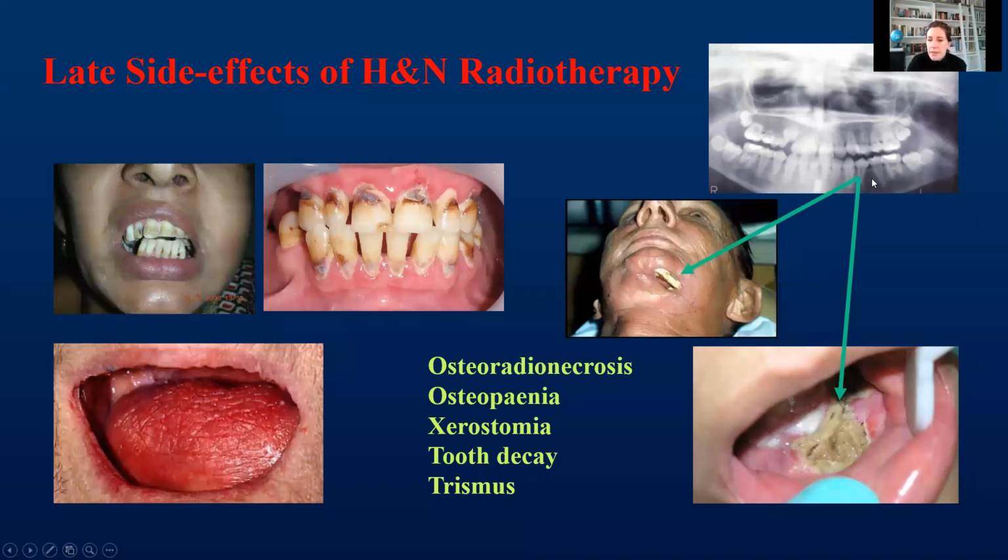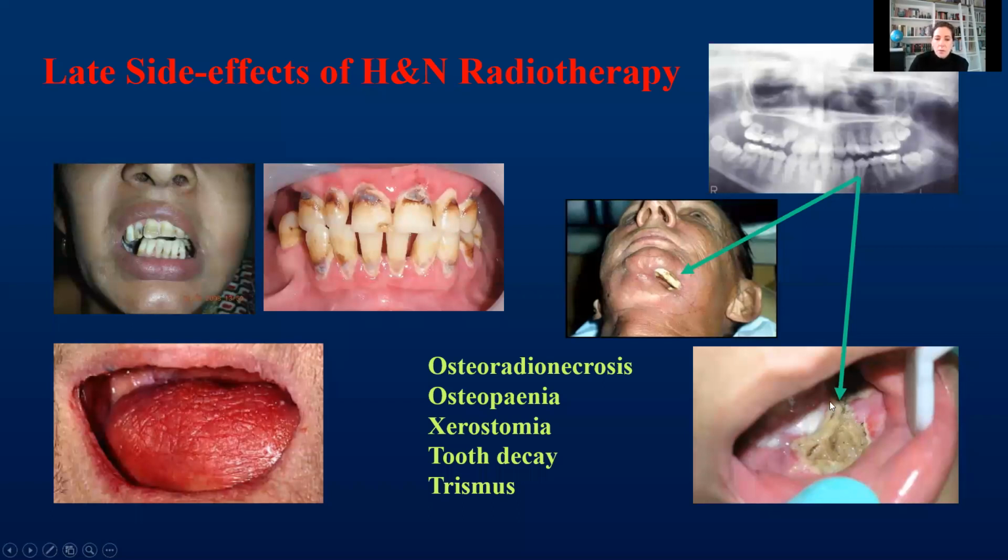We know that people who are poorly nourished, who continue smoking, people who have dental problems that are not attended to before their radiotherapy and then go on and have extractions after their radiotherapy are far more likely to develop this side effect.